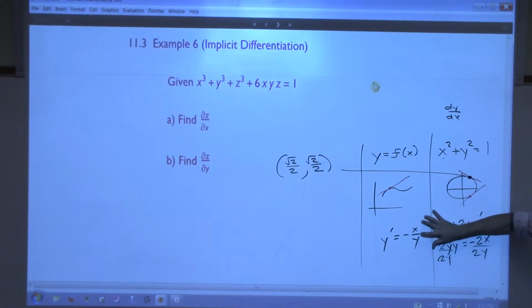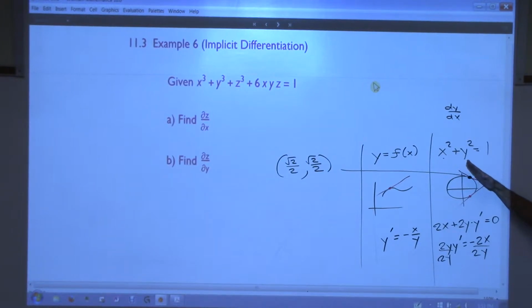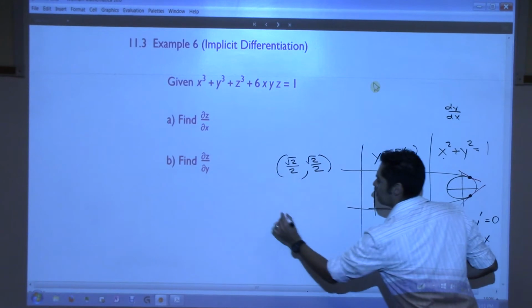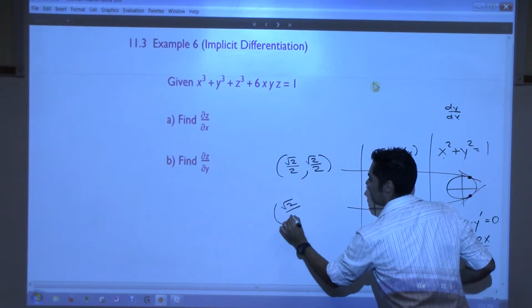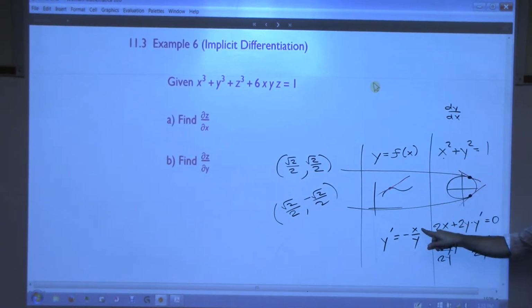Root 2 over 2, root 2 over 2. What do you get? Negative 1. That's the slope of that line, right? Now, what if you plug in this point instead? What's the difference in their coordinates? Root 2 over 2, but now negative root 2 over 2. And if you plug that into here, now you get positive 1 in near this line.